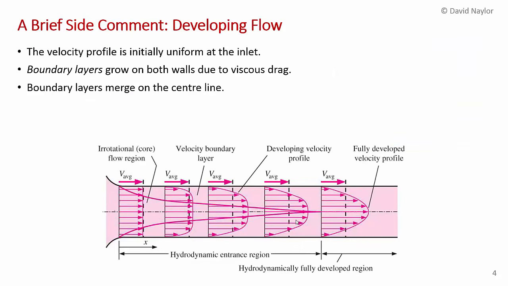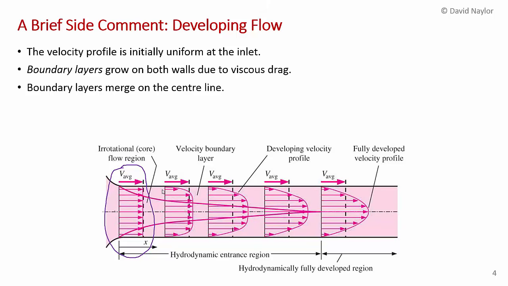Now, as a complete side comment, I just thought at this point I would talk about developing flow. What happens if you are near the entrance? Because the flow has to come into those parallel plates at some point. And what happens is, and I've shown an image here down below, is that the flow enters and it has quite a uniform velocity profile, and then boundary layers grow on the walls because of the no-slip condition and the viscous drag of the fluid.